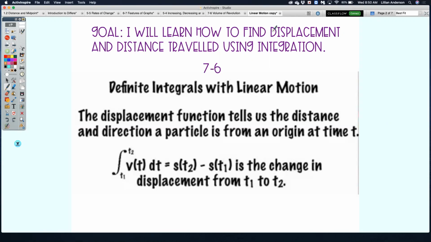When we take the antiderivative of velocity from one time, t1, to another time, t2, remember the antiderivative means we're going backwards. So if we're given velocity, and we take the antiderivative of that, we get displacement. And if we evaluate it, since it's the definite integral, we plug in t2, we subtract it from when we plug in t1, we're able to find the change in displacement from our first time to our second time. So the change in our location between one time and another time, okay? This is used in projectile motion, engineering, and things like that.